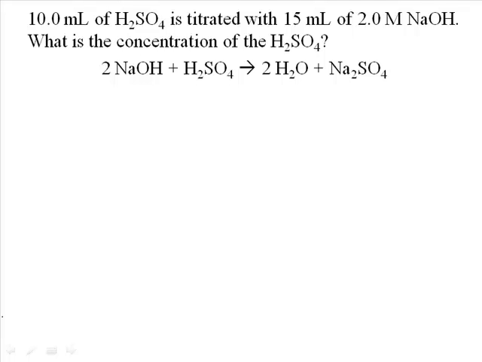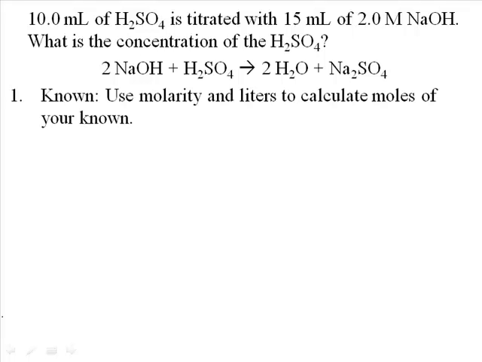Now it's just a simple three-step calculation. The first step is we're going to use the known or the stock solution to figure out how many moles we had to add to the battery acid. So we're going to pick out what our known solution is and use its molarity, that's the concentration, and its liters in volume to calculate the moles of your known.